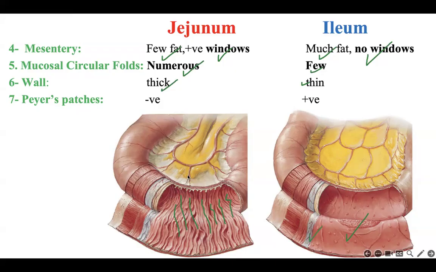Okay, what is meant by Peyer's patch? Peyer's patch is lymphoid tissue. If you look under histology, you can see a patch, meaning a collection of lymph nodules. This is named Peyer's patch. It is very characteristic for the ileum and absent in the jejunum. It is one of the most characteristic differences between the jejunum and ileum.